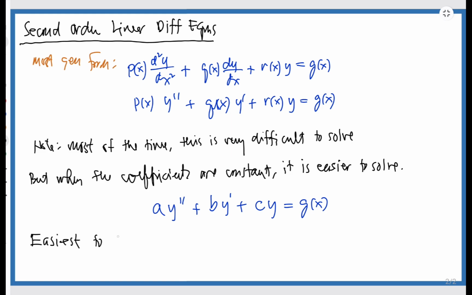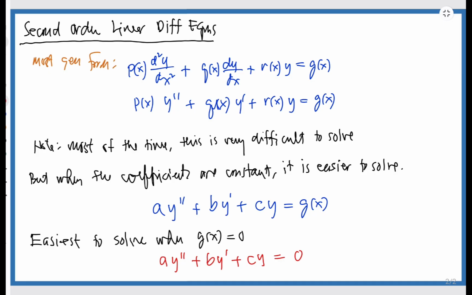Easiest to solve when g of x is 0. So the equation would look like this: a y double prime plus b y prime plus c times y equals 0.